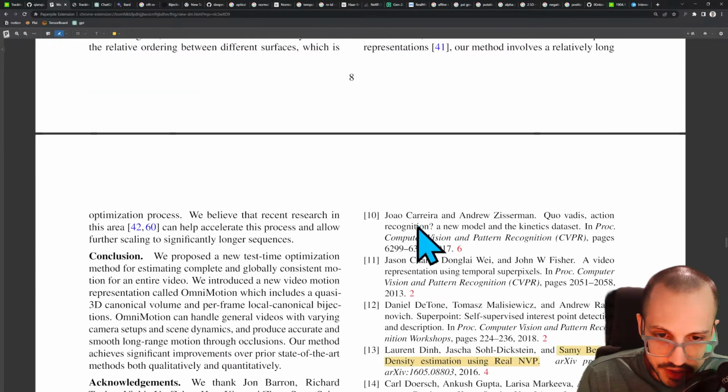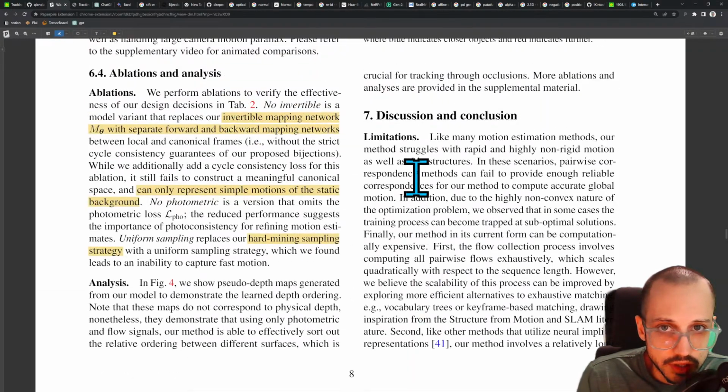All right, discussions and conclusions. Like many motion estimation methods, our method struggles with rapid and highly non-rigid motion, maybe because you're using that acceleration regularization term. Maybe if you got rid of that, it would work a little bit better for rapid motion. Pairwise correspondence can fail to provide enough reliable correspondences due to the highly non-convex nature of the optimization problem.